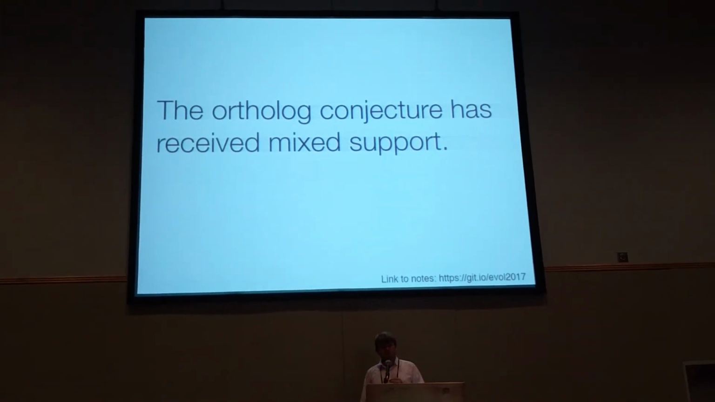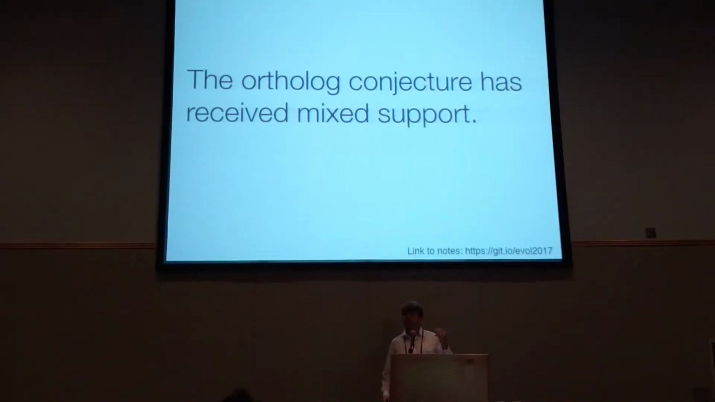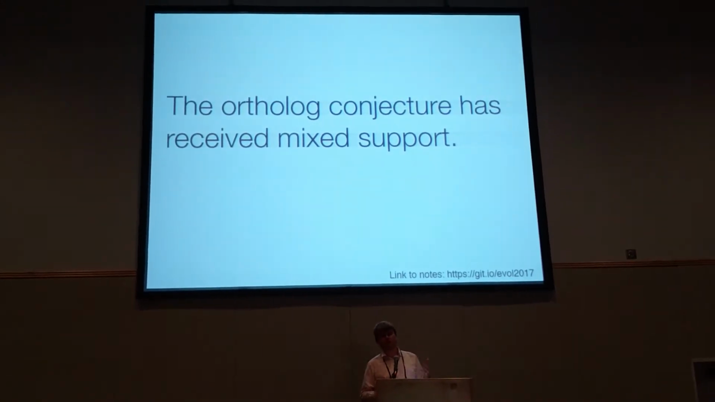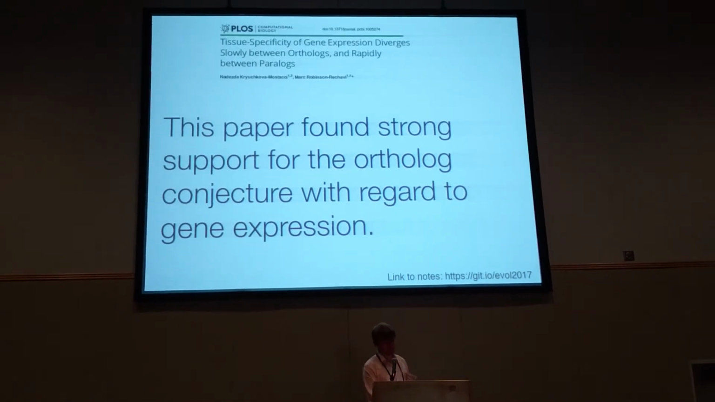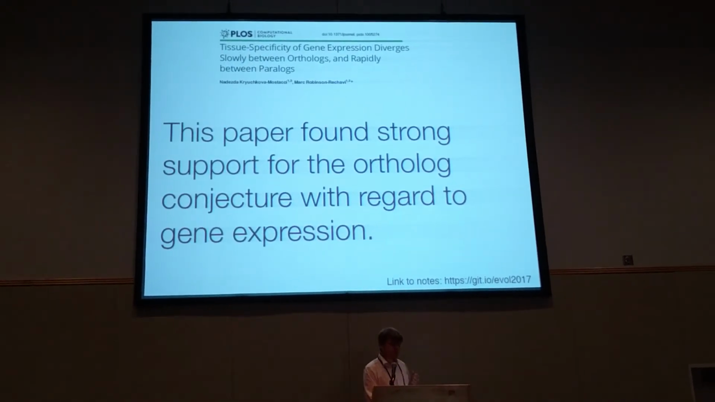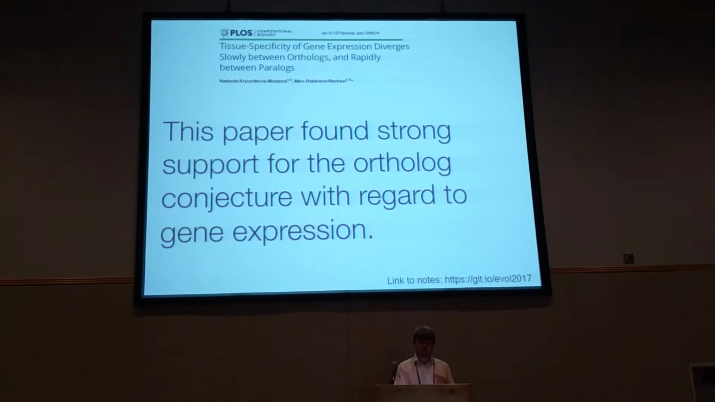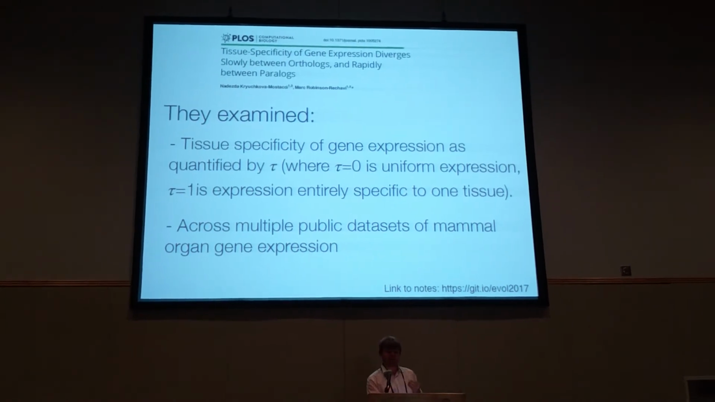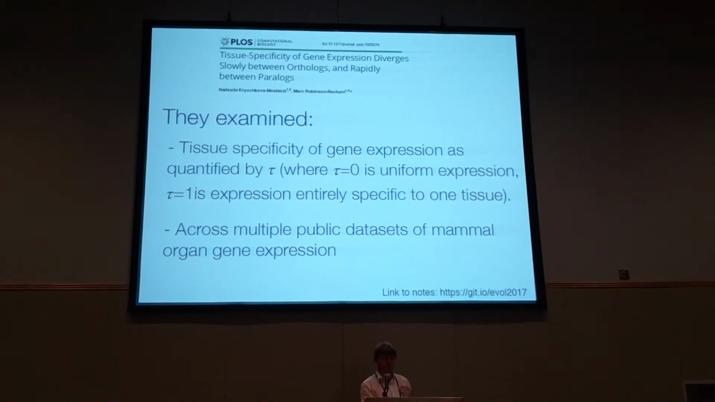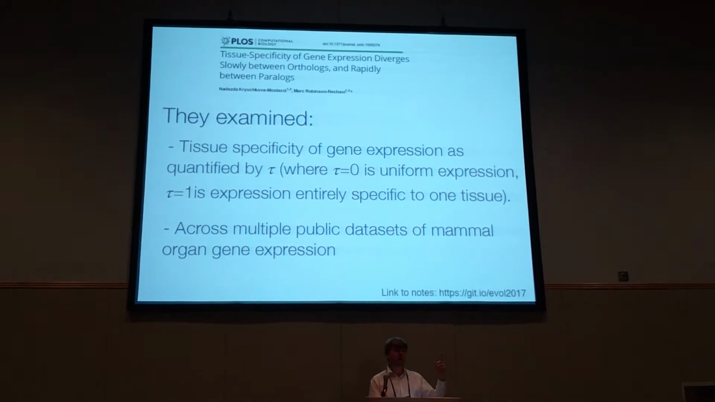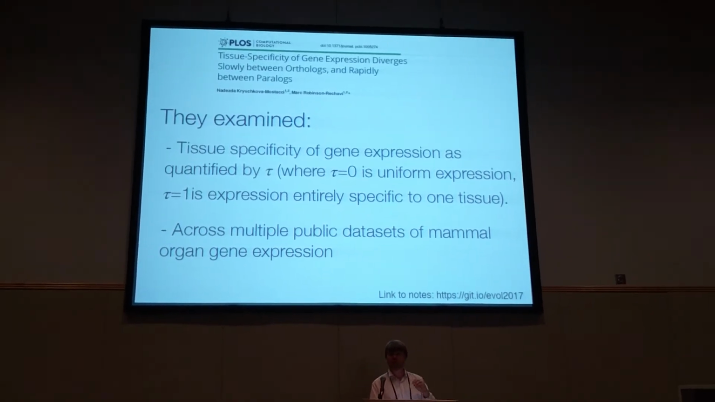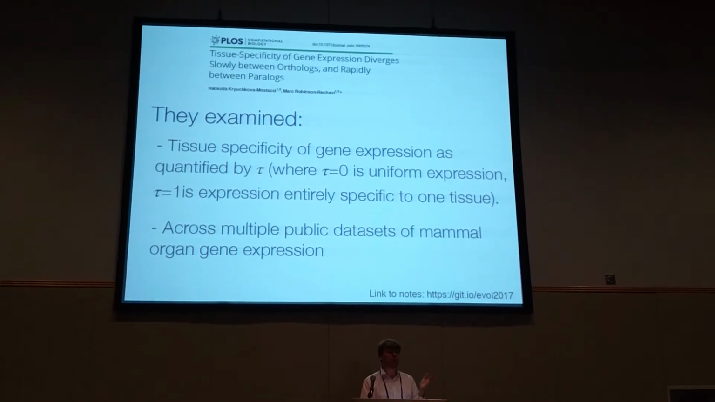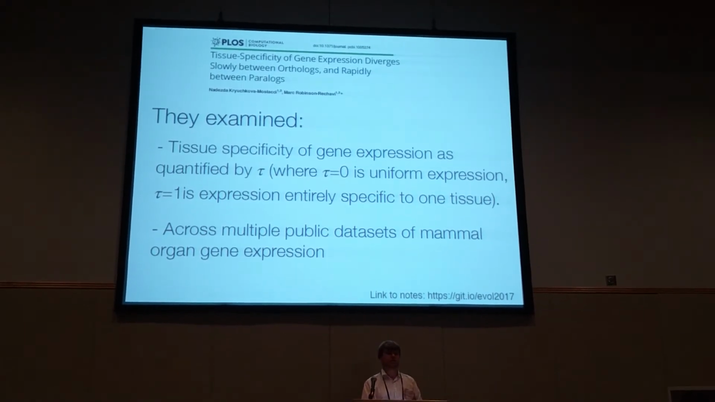The ortholog conjecture has received mixed support. There's been a really nice series of analyses going back and forth, sometimes in the context of expression, sometimes chemistry, sometimes sequence. The paper that I'm talking about here found strong support for the ortholog conjecture with regard to gene expression. They examined tissue specificity of gene expression with this metric tau, where tau is 1 if the expression is entirely in one tissue type, and 0 if it's uniform. It doesn't actually preserve information about which organ or tissue the expression is in, but it tells you about the specificity.